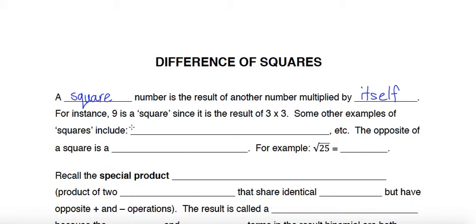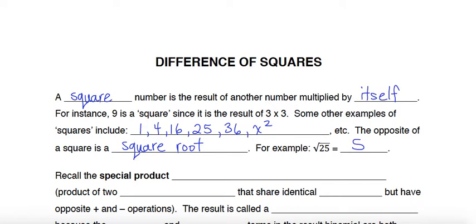Some other examples of squares include 1, 1 times 1, 4, 2 times 2, 16, 4 times 4, 25, 5 times 5, 36, 6 times 6, x squared, x times x, and so on. The opposite of a square is a square root. For example, the square root of 25 is 5.